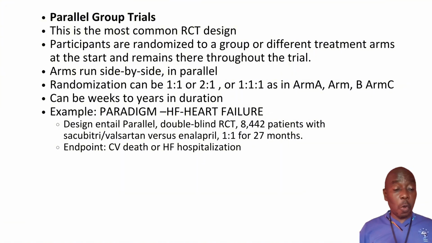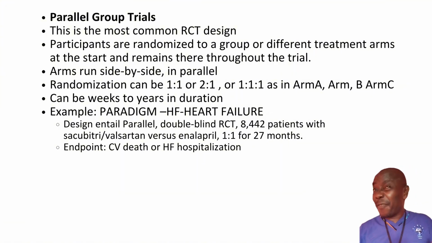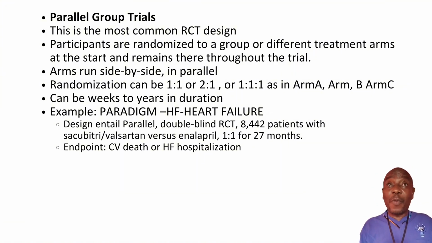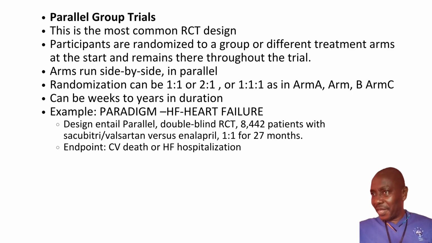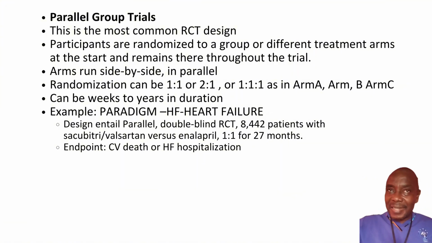And so randomization can be 1-to-1 or 2-to-1 or 1-to-1-to-1 if we have 3 treatments that we are evaluating. So the 1-to-1-to-1 stands for arm A, arm B, arm C, where arms A, B, and C are different treatments. An example of that is the PARADIGM heart failure controlled trial, a double-blind randomized clinical trial of 8,442 patients.